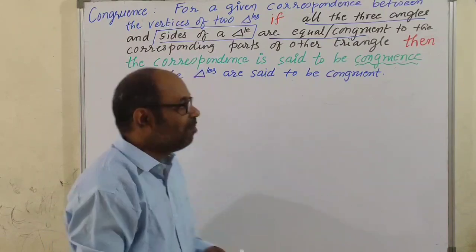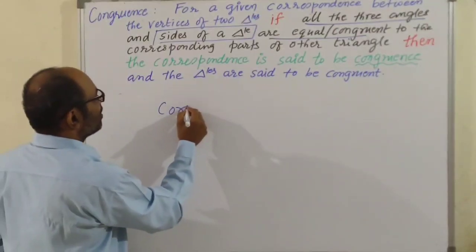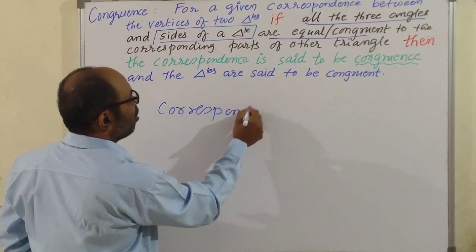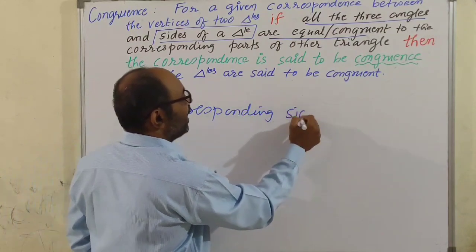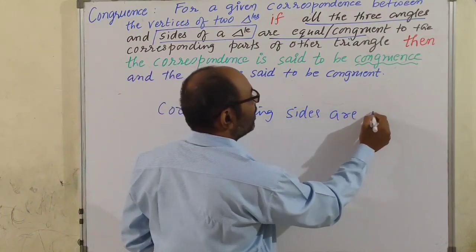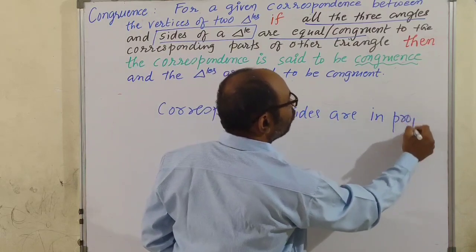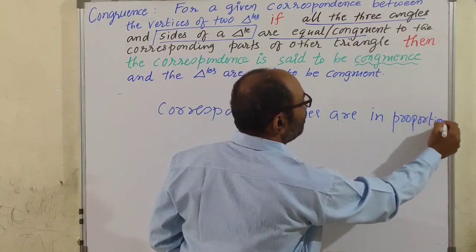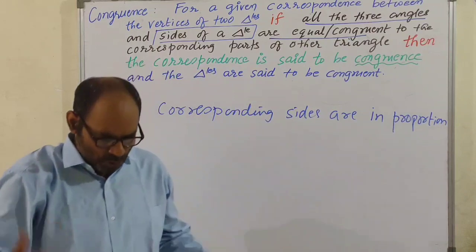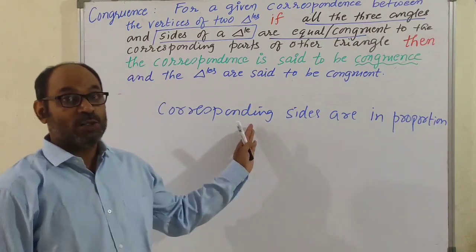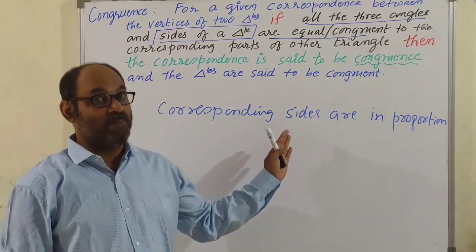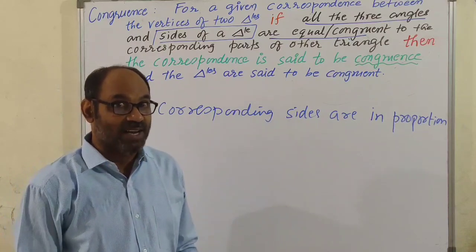Why do you know? Because corresponding sides are in proportion. They are in proportion. Now, what do you mean by saying corresponding sides of triangles are in proportion if those two triangles are similar?